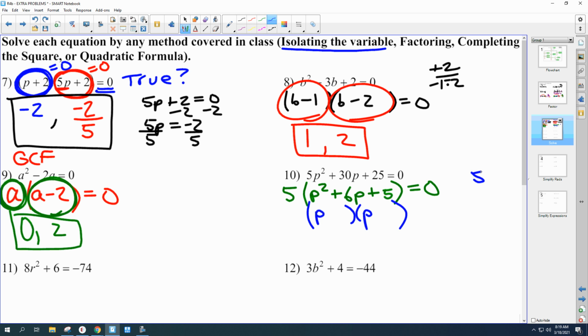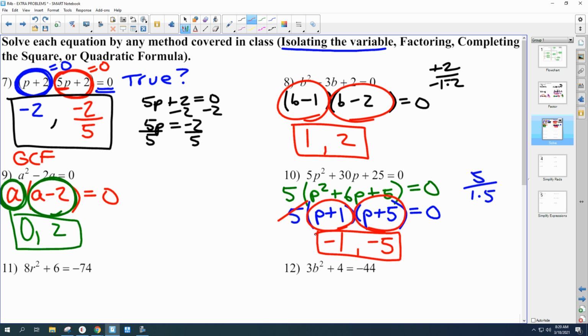2 numbers multiply to 5 and add to 6. There's only one possibility. It has to be plus 1 and plus 5. Now, we still have that factor of 5 in the front, but if you think about it, we're looking for the numbers that make this thing equal 0. There's no way to make that equal 0, so I don't really have to look at it. I only have to look at the variables. And this 0 would be negative 1, and this 0 would be negative 5. Those are my solutions. And zeros.